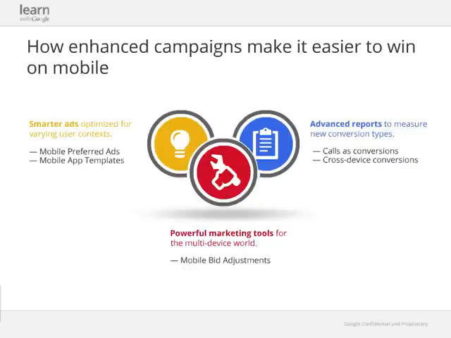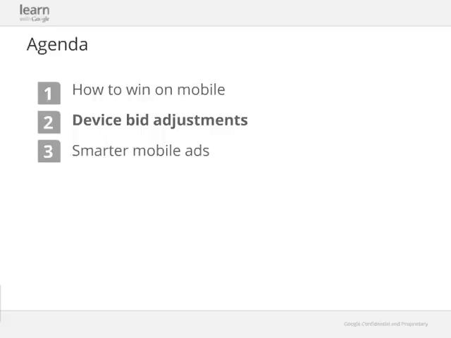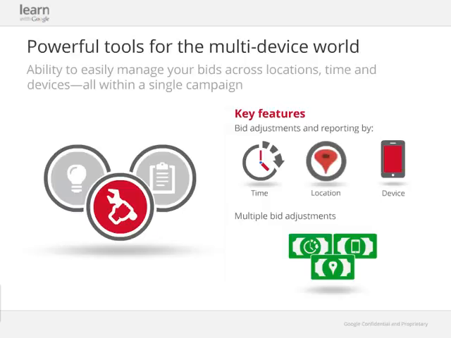Okay, let's go on to device bid adjustments. All right, let's get to the heart of the session. What do we mean by powerful tools for the multi-screen world? And what do you mean by the ability to easily manage your bids across location, time, and devices within a simple campaign? Well, to take a step back, a bid adjustment represents a percentage change in your bids.